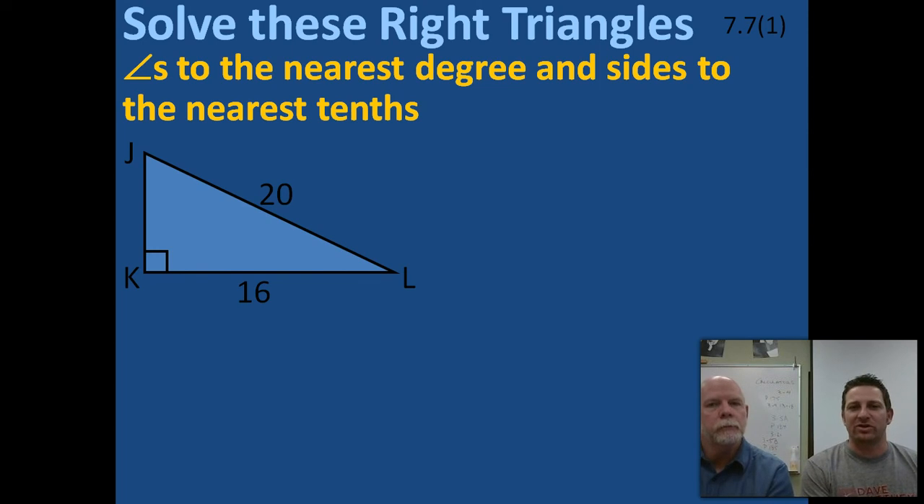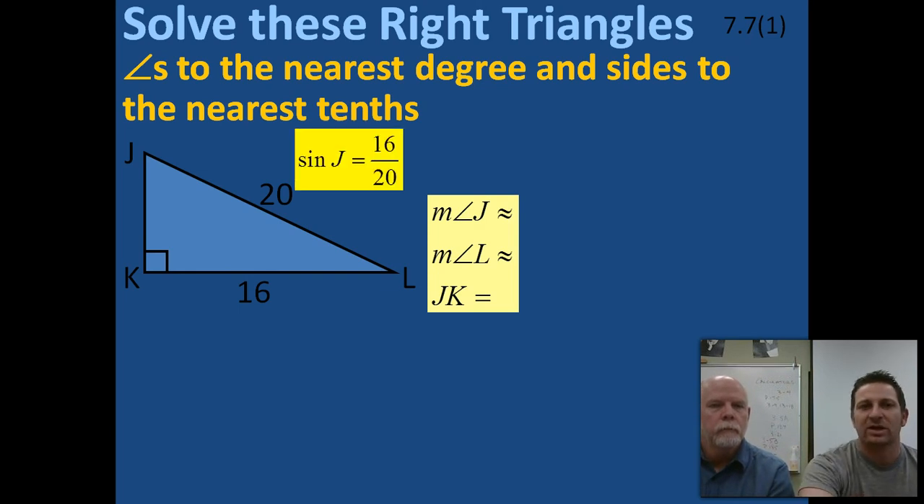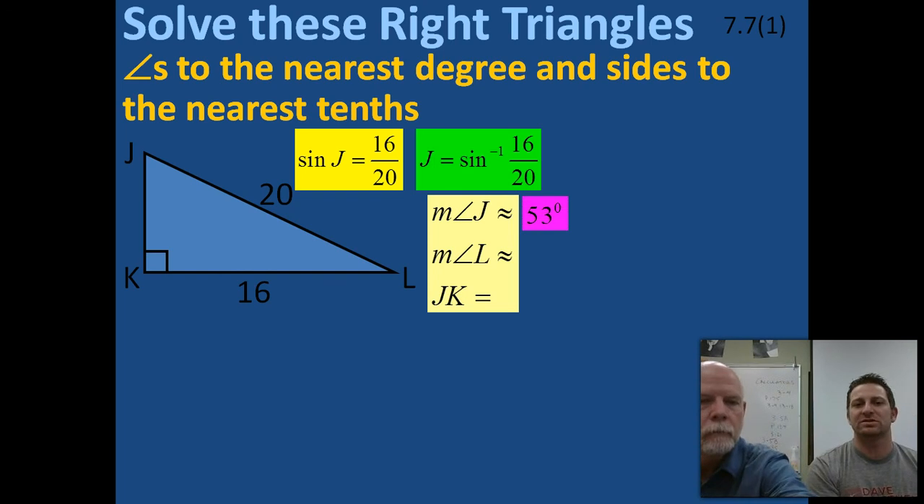They want us to solve the angles to the nearest degree and the sides to the nearest tenth, so basically the same thing. So let's see which one they want me to find first. All right, so they want us to find the measurement of angle J. So if I want to find the measurement of angle J, I have the opposite and the hypotenuse. So I'm going to use inverse sine here, guys. So when I do that, I get sine J equals 16 over 20. Take the inverse to both sides. So inverse sine of 16 over 20, and I get approximately 53 degrees. And now if I just subtract 53 from 90, I get 37.